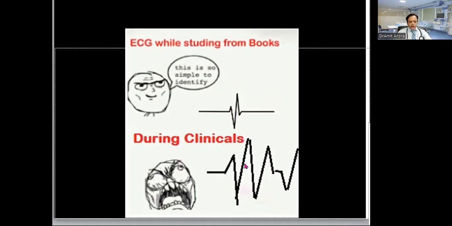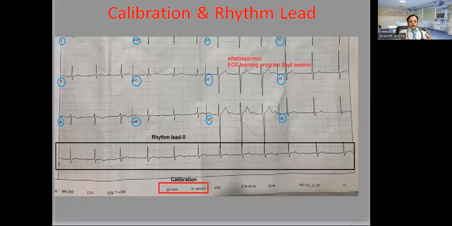But when you go to the clinic, the whole scenario is very different, because every ECG can come with multiple findings. It's not like you learn complete heart block today, and the next day it comes as bigeminy with a heart block, or MAT with a heart block. So there is a lot of combination. We have a collection of more than 100 ECGs that we are going to cover during this program, and we are starting from the very basics, like what is calibration and rhythm lead.